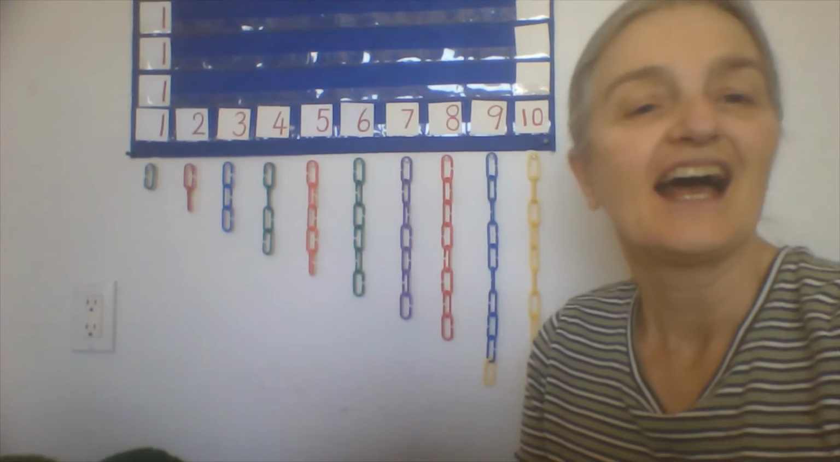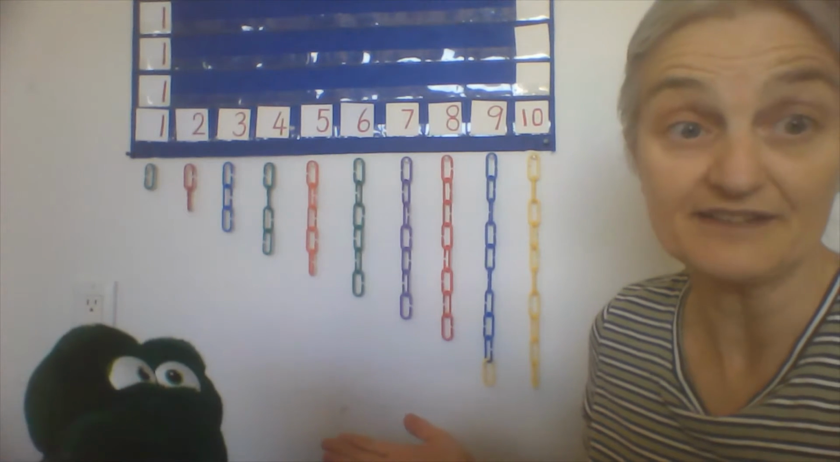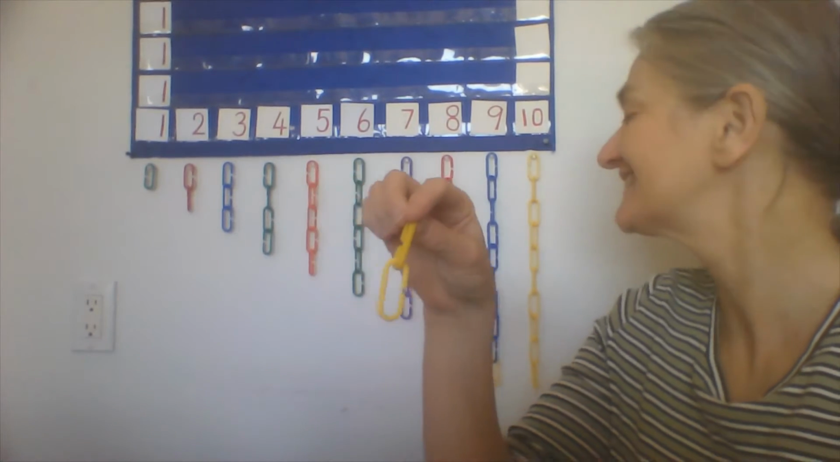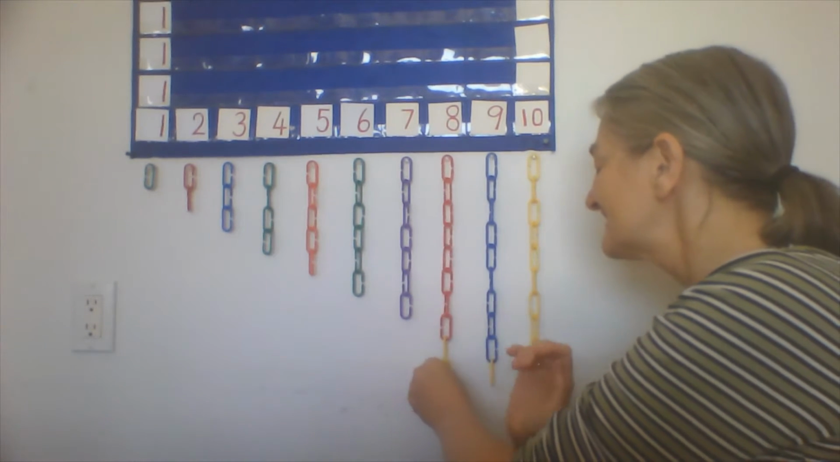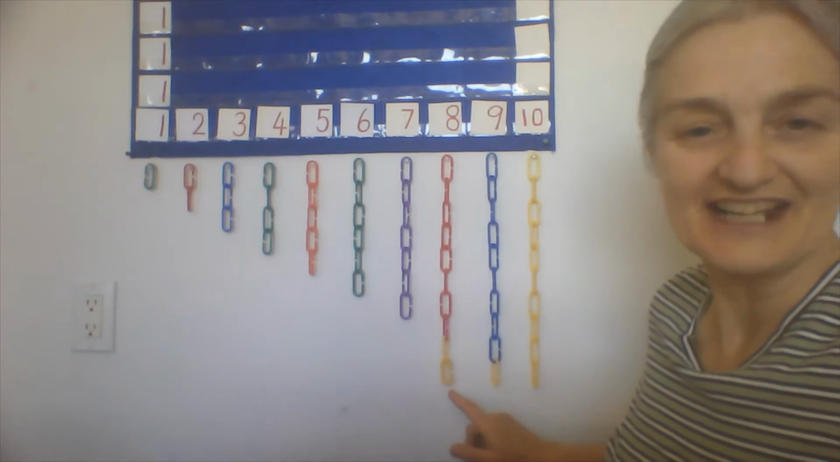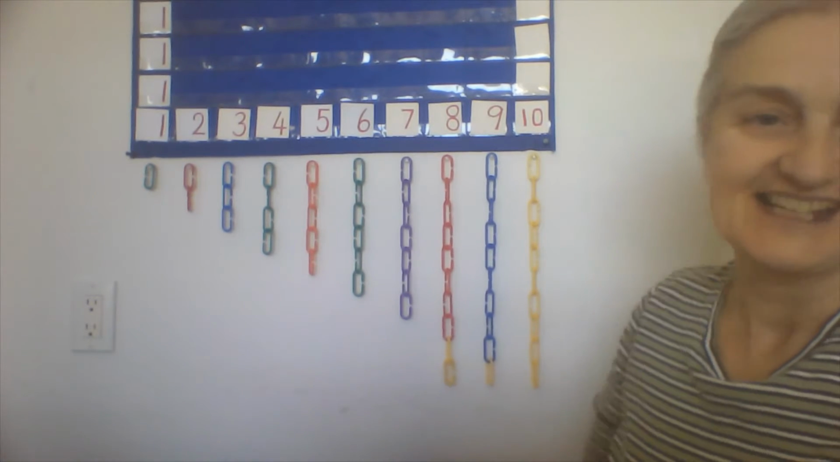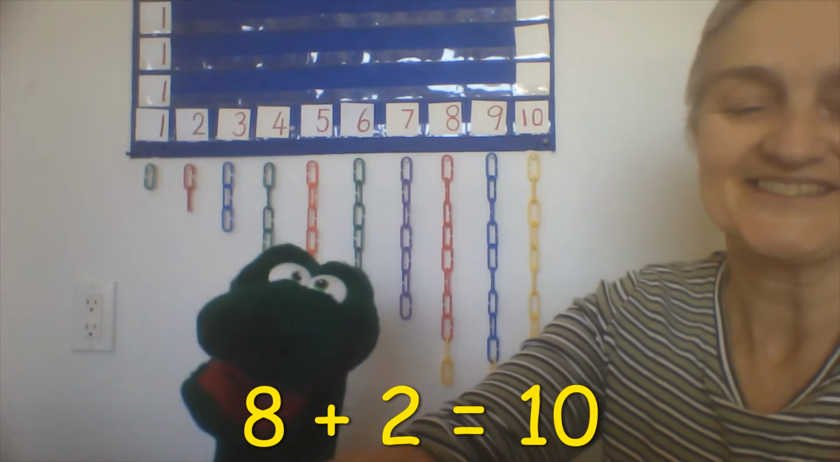Good. And now to make 8 be 10, how many will I have to add to make 8 be 10? Ready? Oh yes, if I add 2, 8 can be just as same as 10. 8 plus 2 is equal to 10. Okay, now for the next one. How can I make 7?